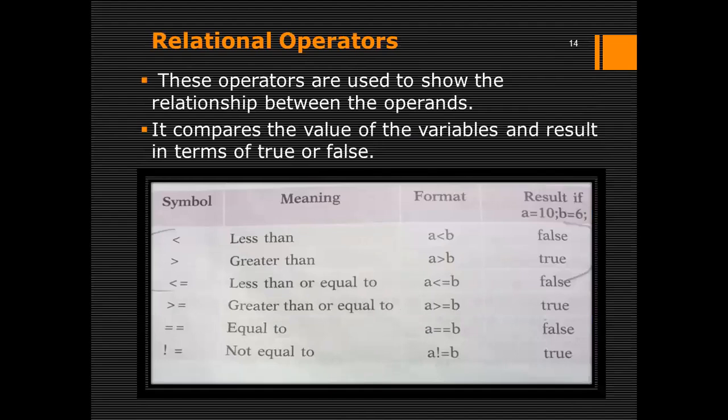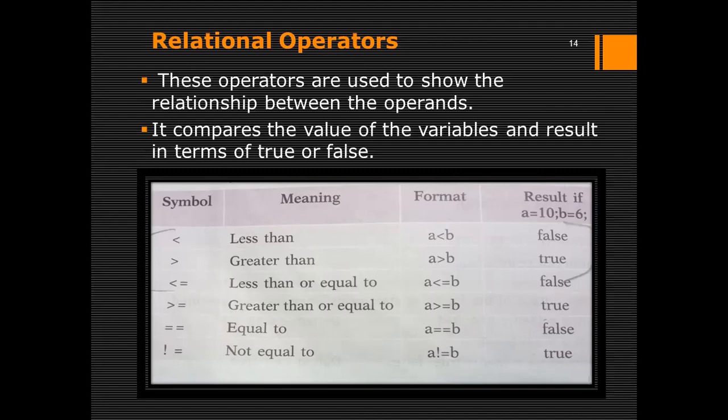Now we will learn about relational operators. Relational operators are used to show the relationship between the operands, or to compare the values of the variables. One thing you have to keep in mind is that relational operators always give the result in terms of true or false. Look at the example given.